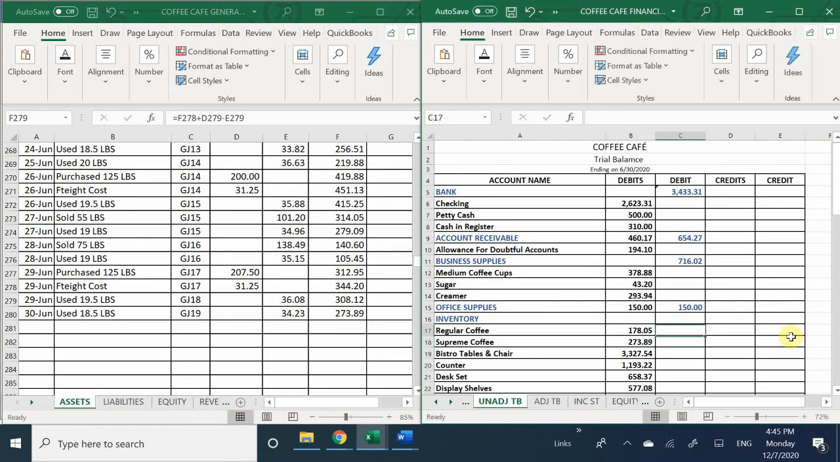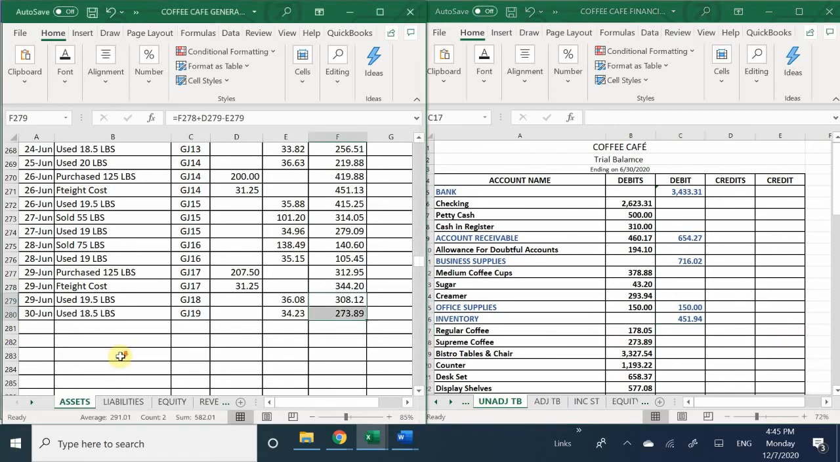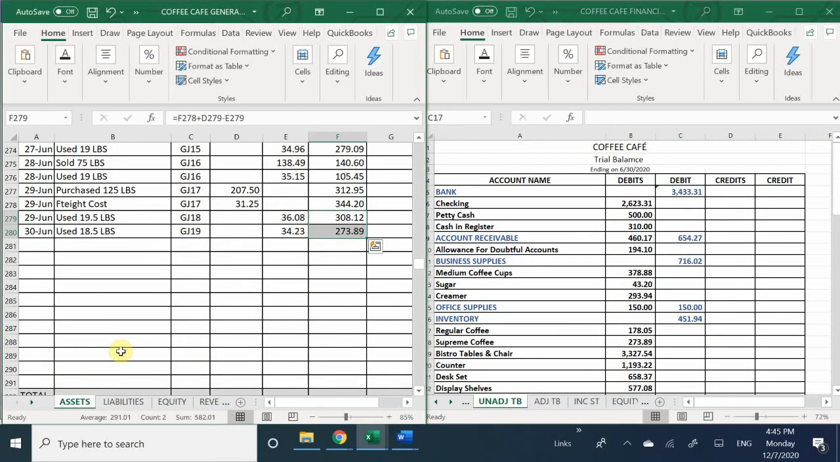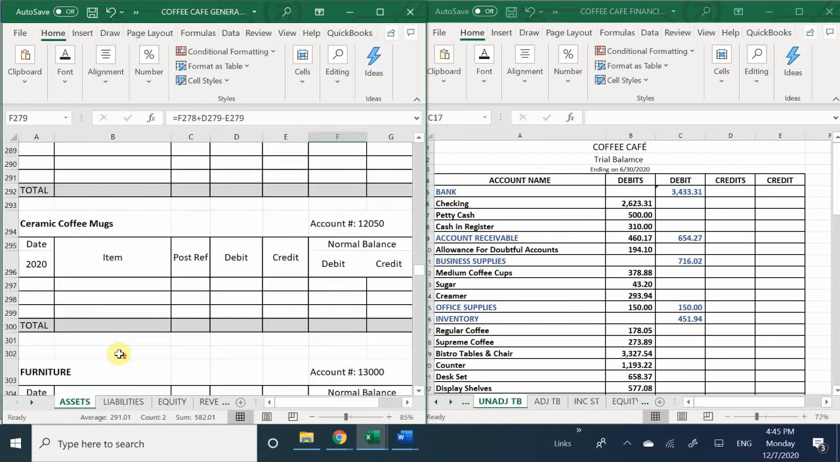273.89. All right, so in my inventory column, I'm going to add my inventory items. So I should have a total of inventory of $451.94. Okay. Equal sum. 451.94. Is that what you said? Okay. Yes.